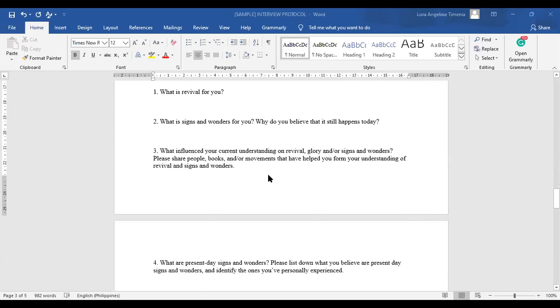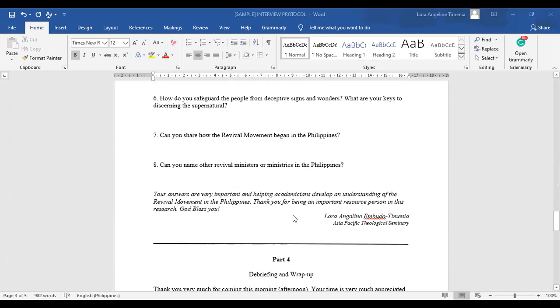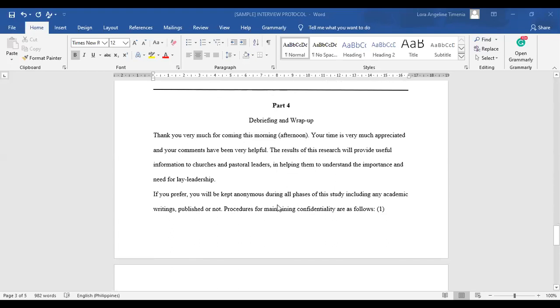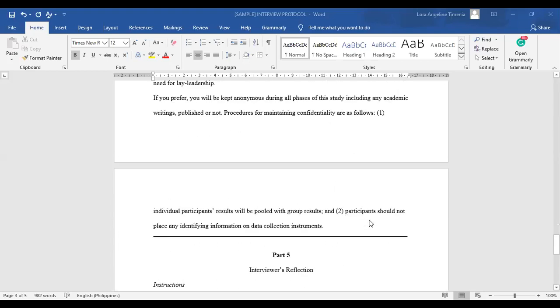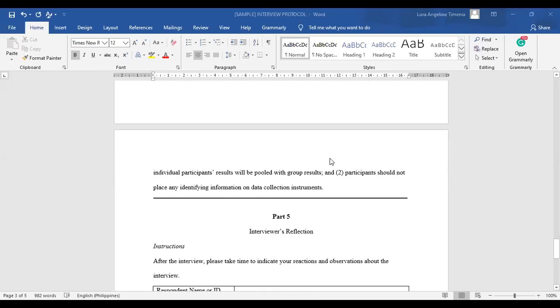These questions are related to the main research question. And then I thank them for being part of the interview. Part 4 is debriefing and wrap up. Thank you. It's just a script. Thank you so much. I really appreciate it, part of establishing rapport. And then assure them that if they want to remain anonymous, their information will be kept confidential, and so on.